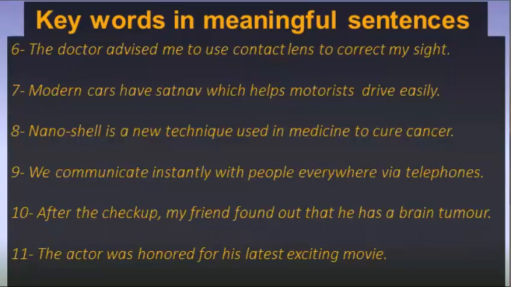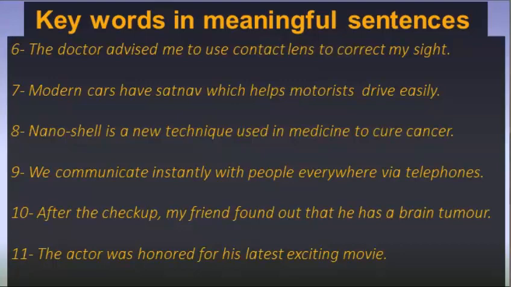Modern cars have sat-nav, which helps motorists drive easily. If I have a sat-nav in my car, of course, I will drive easily. It will give me directions and it will tell me about traffic jams ahead and so on. So they are called sat-nav. Number eight, Nano Shell is a new technique used in medicine to cure cancer. So they implant something inside the body to cure tumors or to fight diseases.